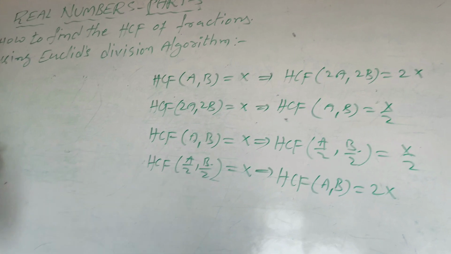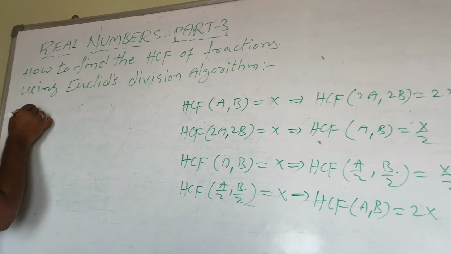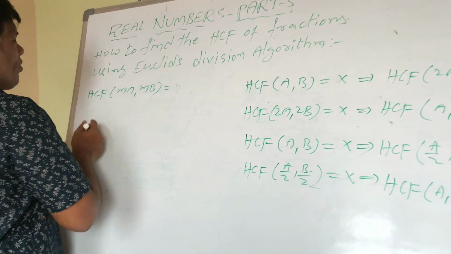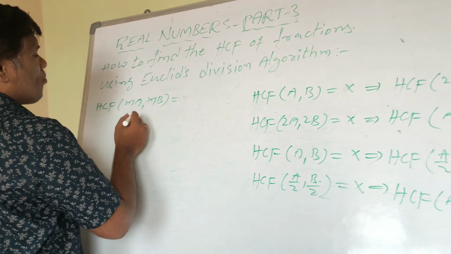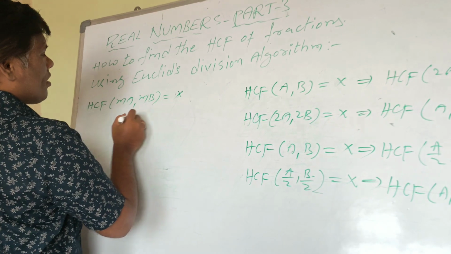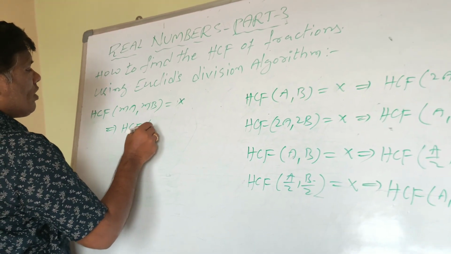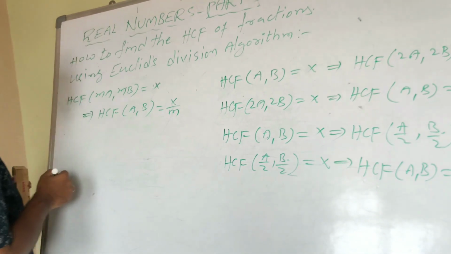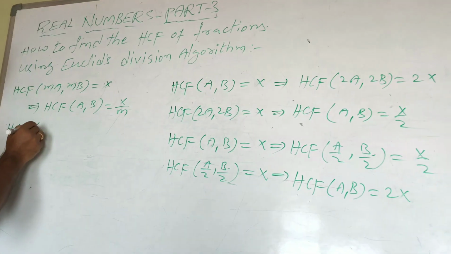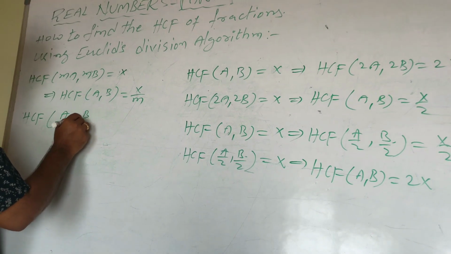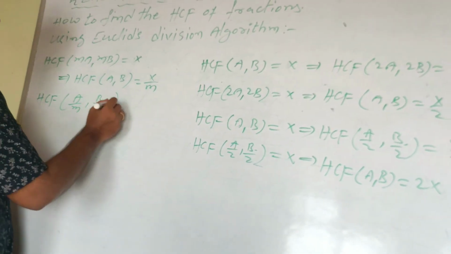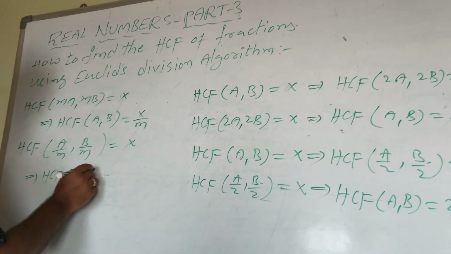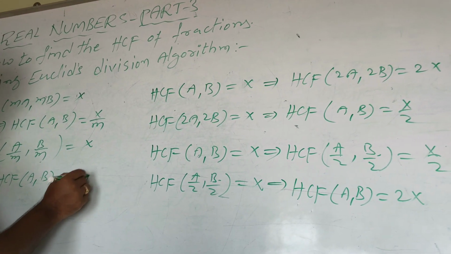So overall we can write like this. If A comma B are any two positive integers and these two positive integers are multiplied by M, and the HCF of MA comma MB is X, then the HCF of the given positive integers A comma B is X divided by M. Here we multiplied, so we should divide the HCF by M. In a similar way, suppose the HCF of A by M comma B by M, where we divided the two positive integers by M, is X. Then what is the HCF of the original numbers A comma B? Here we divided, so we should multiply X by M.